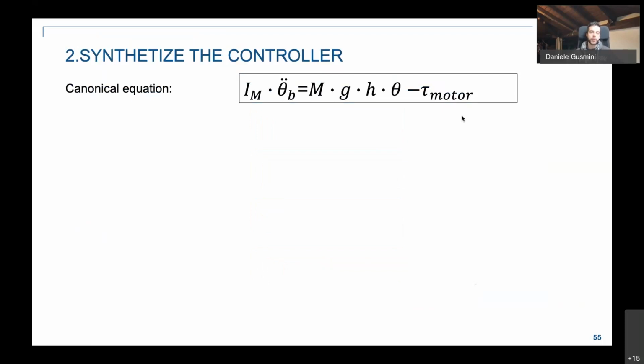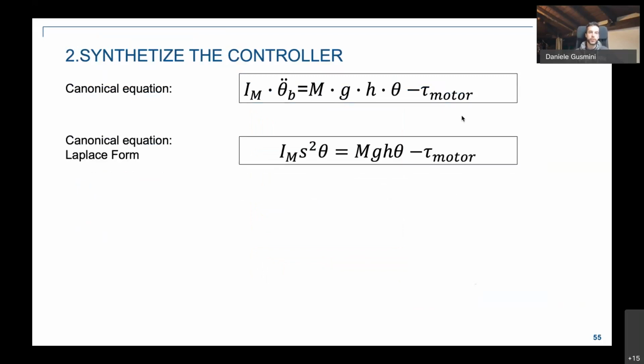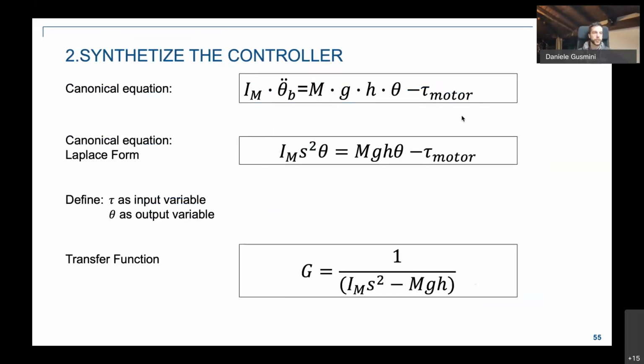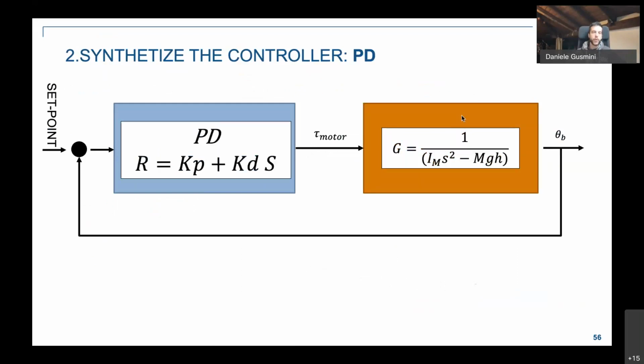The canonical equation that I showed you a moment ago can be rewritten in Laplace form, substituting the double derivative with s squared. Defining tau motor as the input variable and theta as the output variable, we can define, as usual, the transfer function that links the torque of the motor with the position with respect to the vertical alignment. So we have our plant, described by this transfer function, and we have our controller.